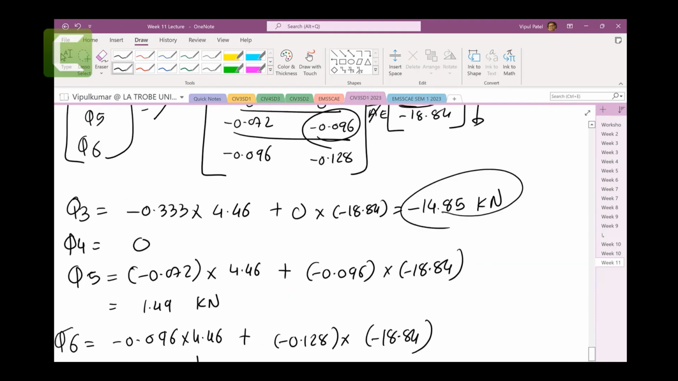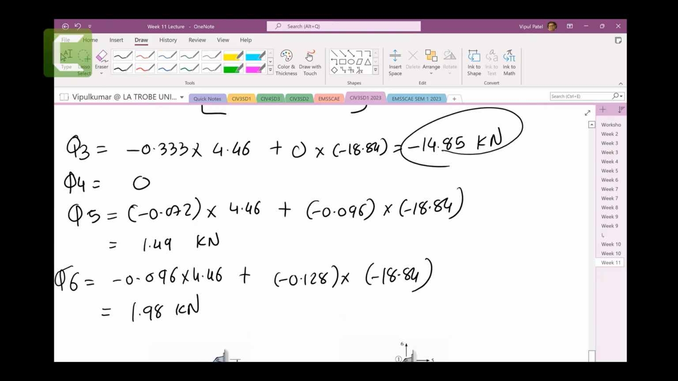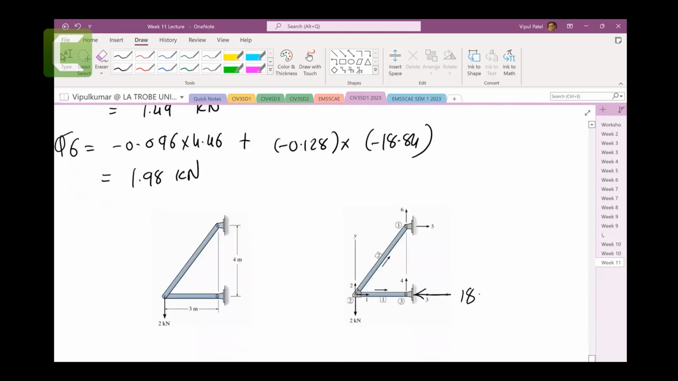Q3 is minus 14.85. So Q3, the reaction force, is going opposite to 3. The minus does not mean that it is the wrong answer. Minus means that it is opposite to this one. So you have a 14.85 kilonewton reaction force here.